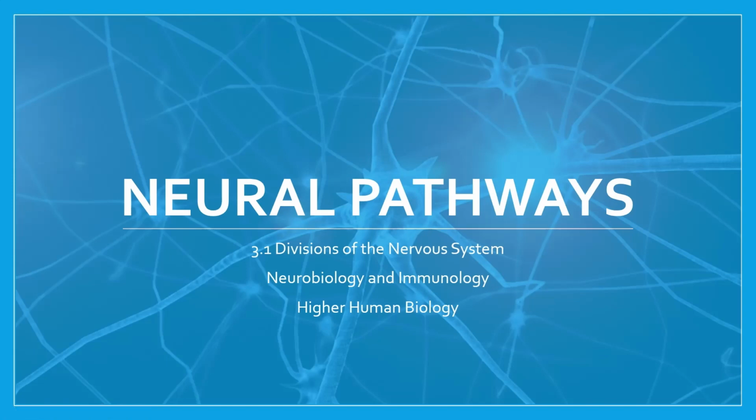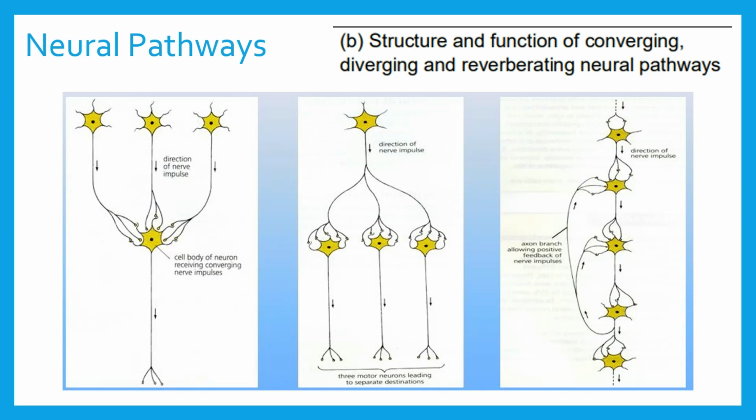Hello, and this is the second video for the first key area, divisions of the nervous system, for the third unit of the Higher Human Biology, neurobiology and immunology, and we'll wrap up this key area by looking at the different neural pathways. So the neurons that make up the nervous system can arrange themselves in different ways for different purposes, and there's three examples for you to be familiar with: the converging pathways, the diverging pathways, and the reverberating neural pathways, each of which we'll take a closer look at.